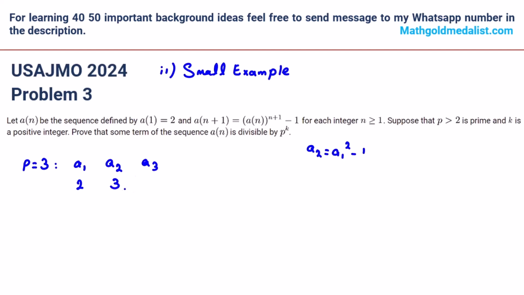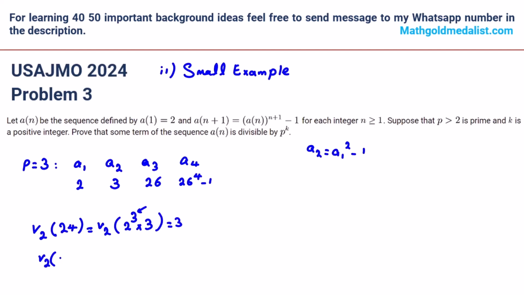A3 is what? Is 3 to the power of 3 minus 1, 27 minus 1, 26. A4 is what? 26 to the power of 4 minus 1. And we should continue and write these numbers. Now, I want to prove that, let me tell you first, for example, when we have v2 of something, v2 of 24, you should prime factorize 24 and write 2 cubed times 3 and see the power of 2 is what? Is 3. For example, v2 of 18 is what?